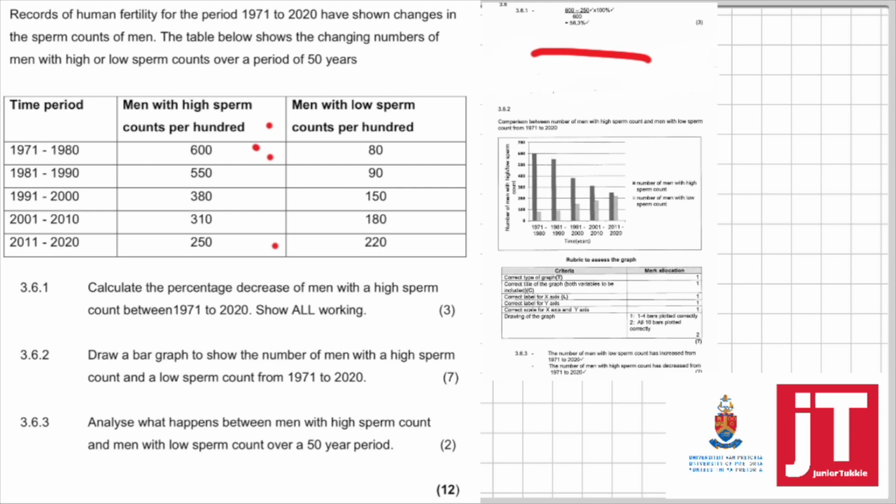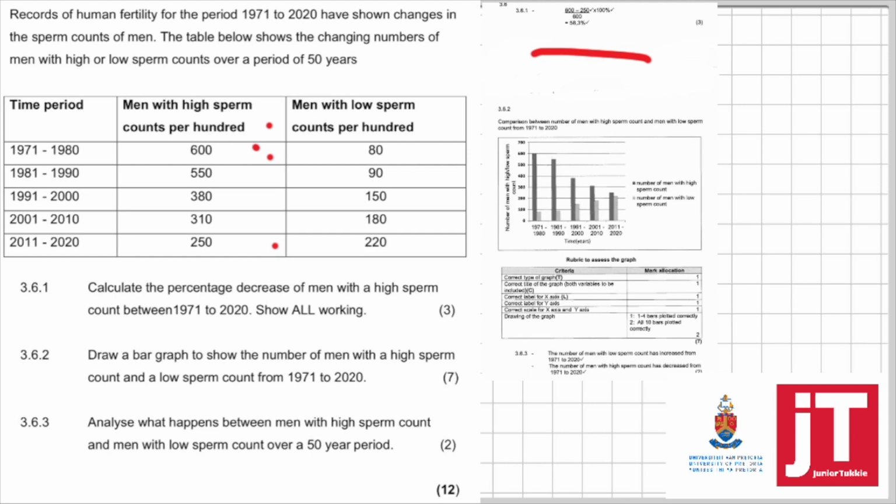58.3%. Okay, 362. Draw a bar graph to show the number of men with a high sperm count and a low sperm count from 1971 to 2020, and there's the graph here next to us. We can see there's the spaces. You have your number of men with high or low sperm count on the one variable, time in years. There you have your key, number of men with high sperm count and low sperm count, and then you have your heading. You get marks for the type of graph, the caption, correct labels for X and Y axis, correct scale, and all the bars plotted correctly.